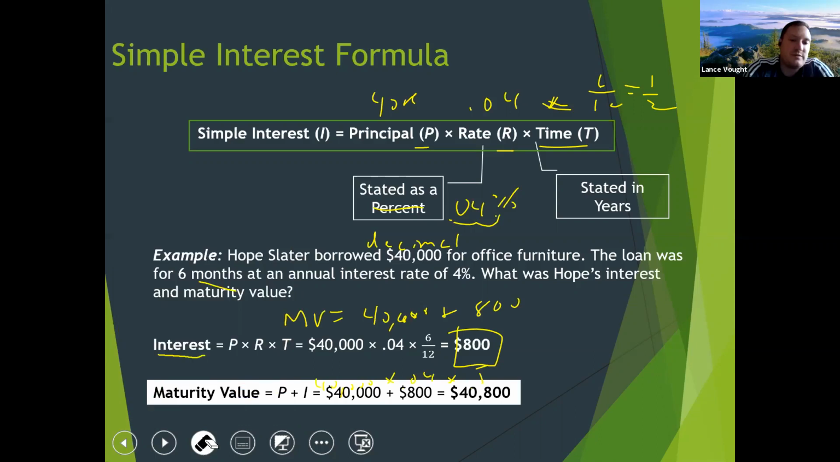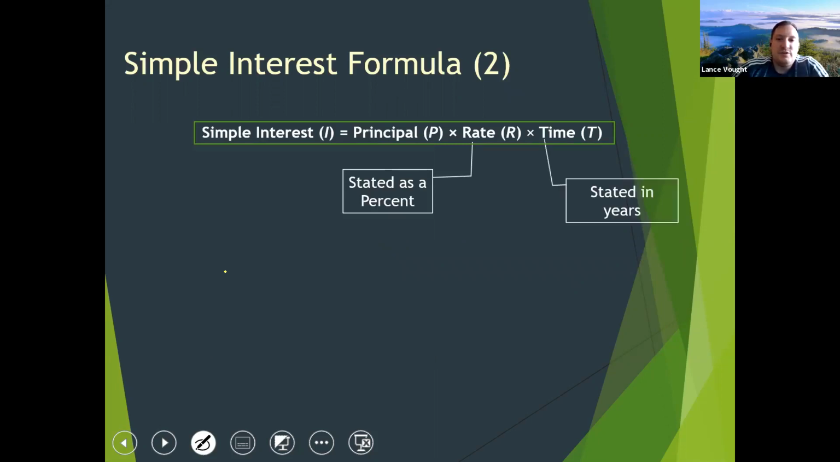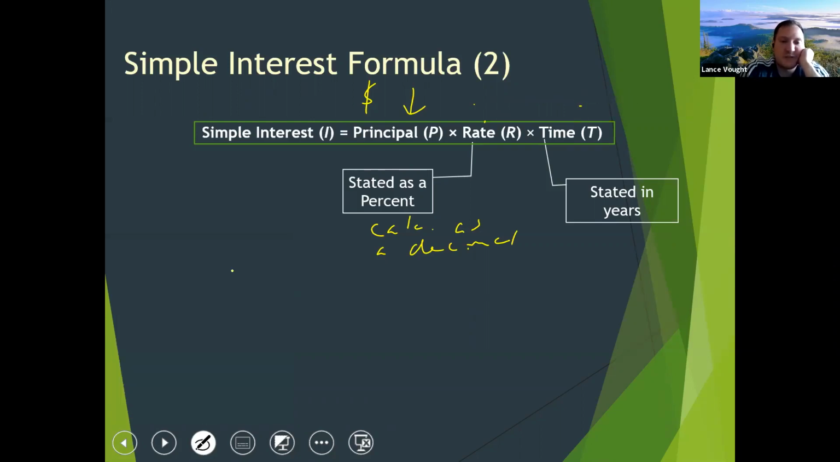So any questions about that so far? So again, simple interest: this is in years, this is an interest rate stated as a percent but calculated as a decimal. And then this is the initial amount of money that you're borrowing. So dollars, decimals, years. Think about that: dollars times decimals times years, which could also be a decimal, but it just depends on what the ratio is.